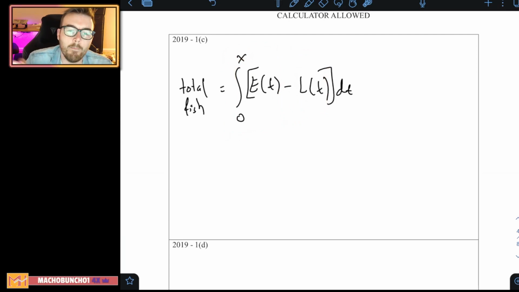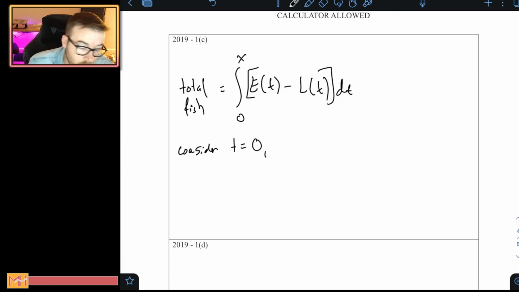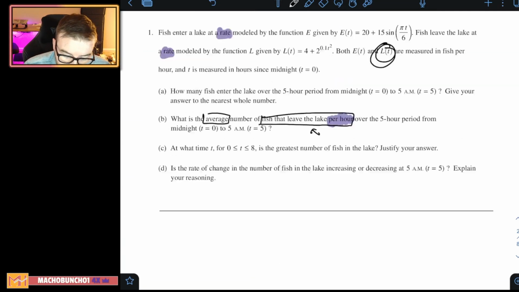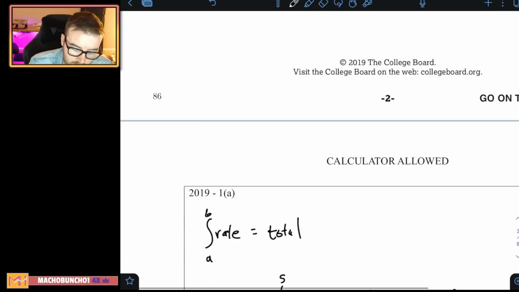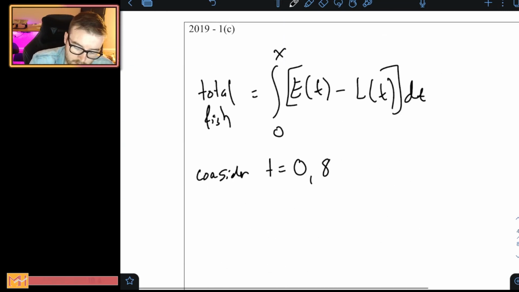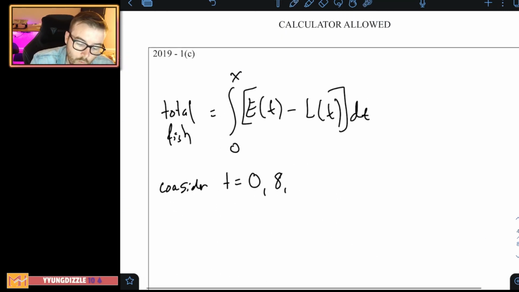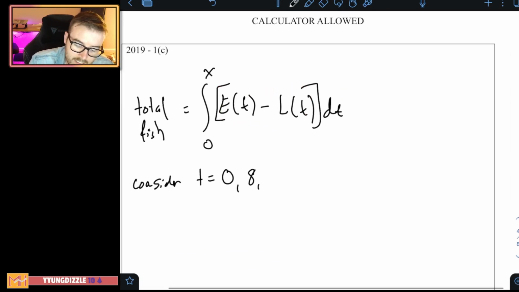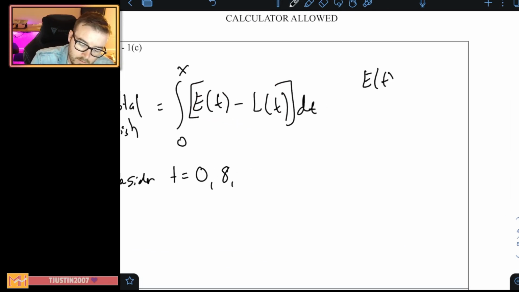When is that at a maximum? So this is the function. When is this at a maximum? Well, the critical points, or the points to consider, are t equals 0, of course, the beginning of the interval, t equals 8, the end of the interval, and when this is equal to 0.